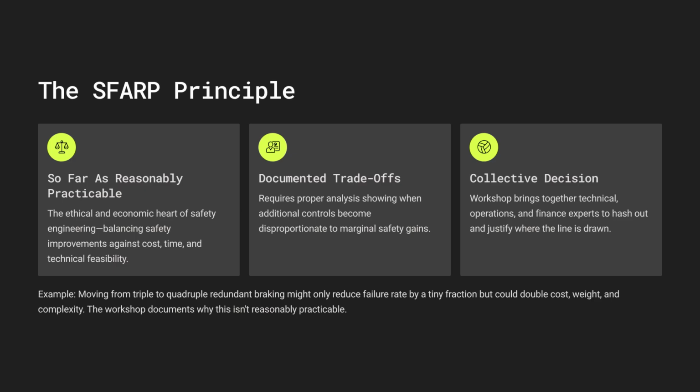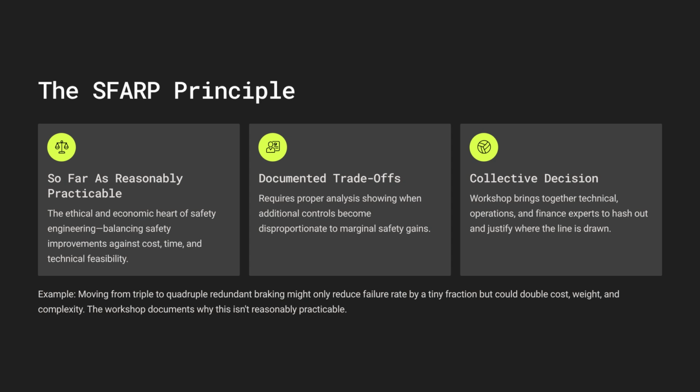Okay. The workshop, with all the experts, technical, operations, finance people, they hash it out. They agree where that line is drawn. And crucially, they document why, so the decision is defensible later. So the SHA workshop nails down the severity, the probability, checks the controls, and gets that SFARP justification.